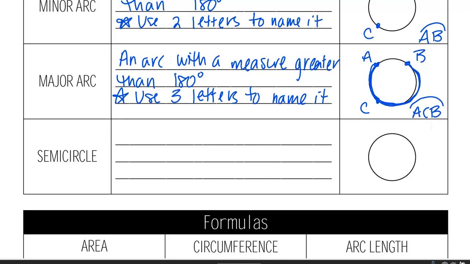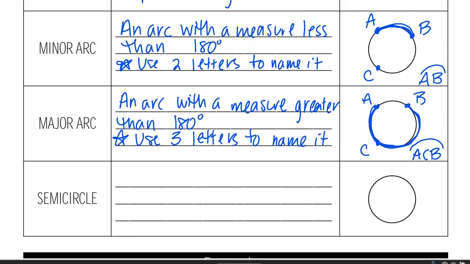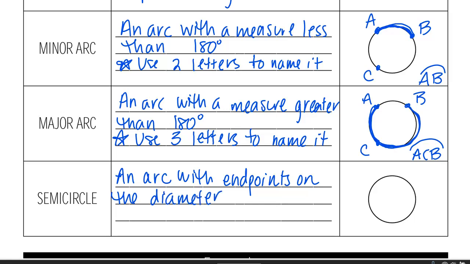All right, then we have a semicircle. So a minor arc is less than 180 degrees. A major arc is more than 180 degrees. What about if it's 180 degrees? So if it's exactly 180 degrees, then it's a semicircle. So this is an arc with endpoints on the diameter. So remember that diameter runs through the center, 2 endpoints, and it includes the radii. So this is always equal to 180 degrees.